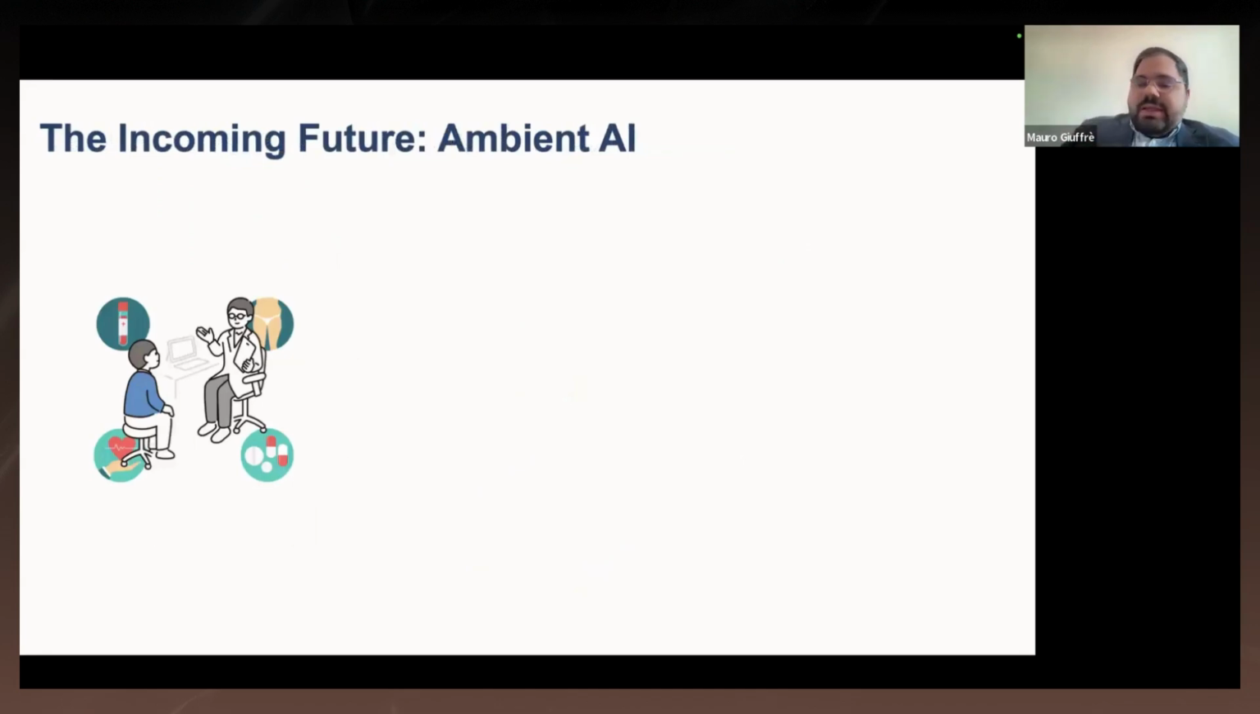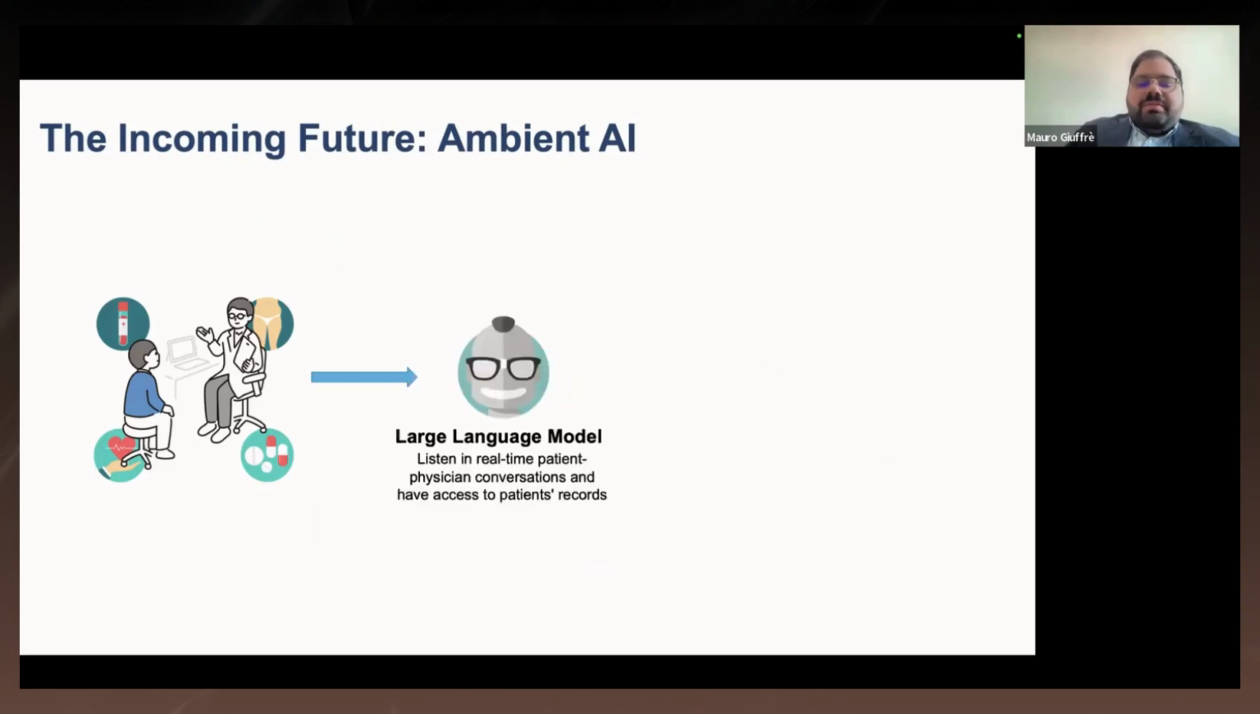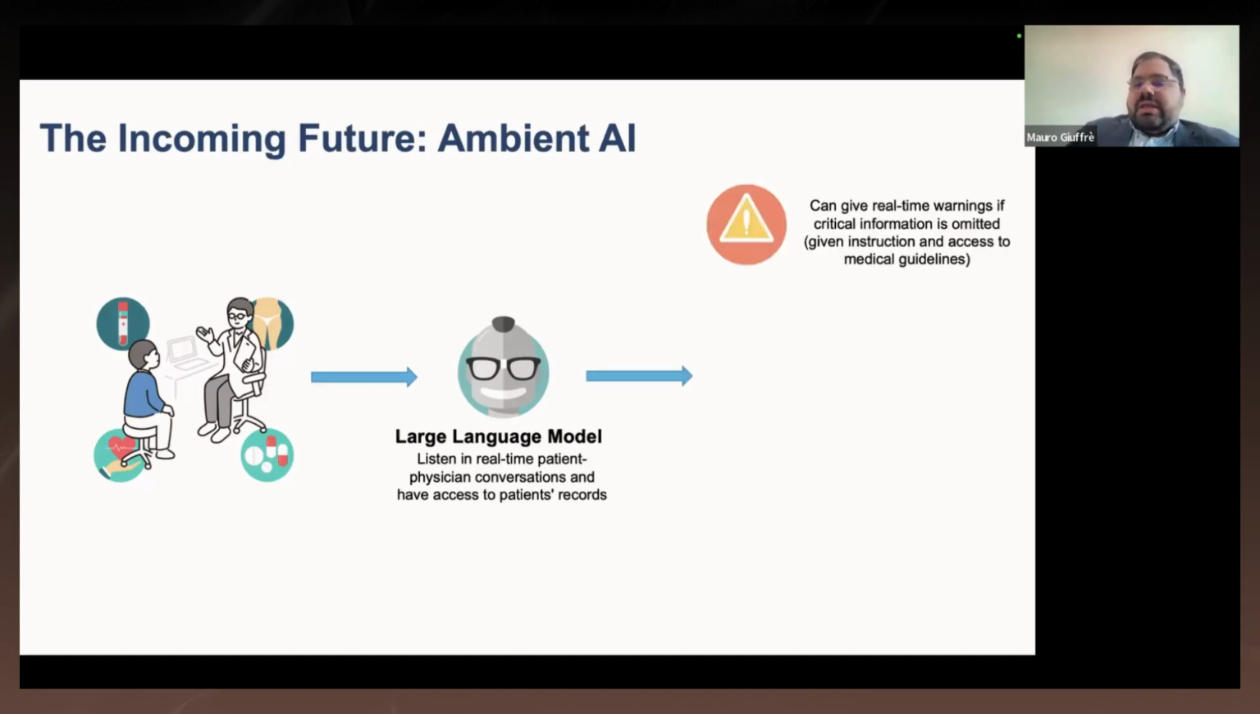And I want to give just a few slides on what the future may hold for us, about two things: ambient AI and AI agents. So ambient AI, we should think of something like this: let's say I'm talking to the patient, as I said a couple of slides before, and this system is listening in real time to what we are saying to the patient, so our conversation, and also has access to all the patient information in the background. And the system can, of course, give real-time warnings if critical information is omitted.